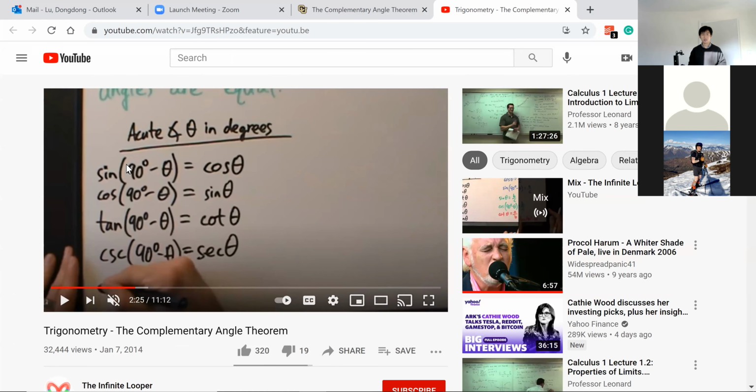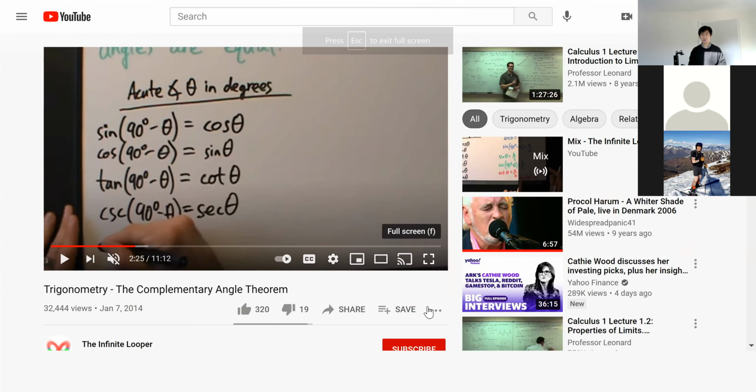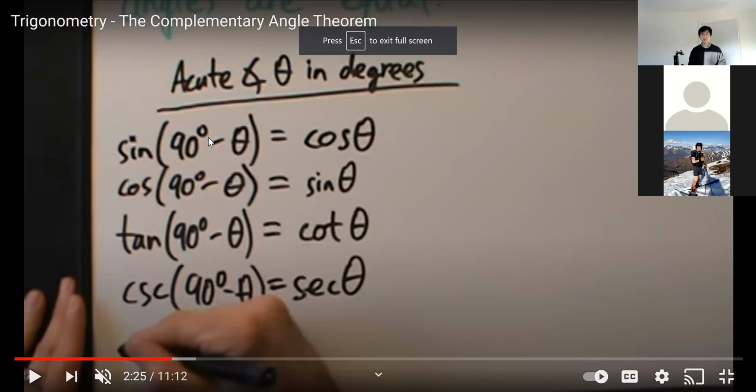Look, this is the theorem. Sine of 90 degrees minus theta, you get cosine theta. Cosine of 90 degrees minus theta, you get sine theta. That's it. It just helps you to switch between sine and cosine. For more explanation, please watch this video. This video is just 11 minutes. When you watch it, if you have any difficulty, feel free to pause it. And most importantly, I'm here to help you.